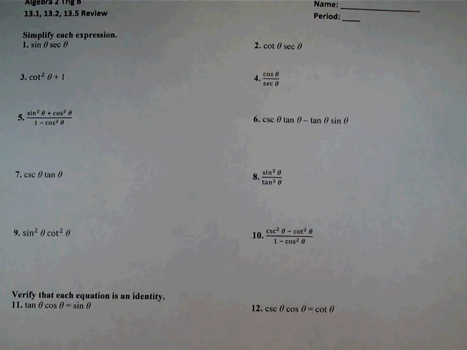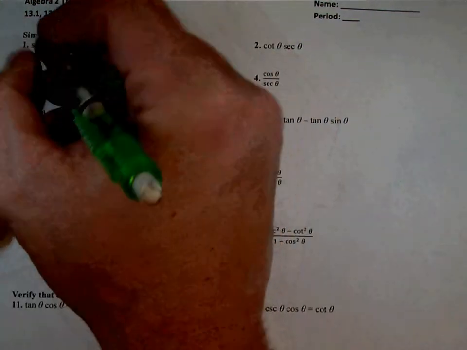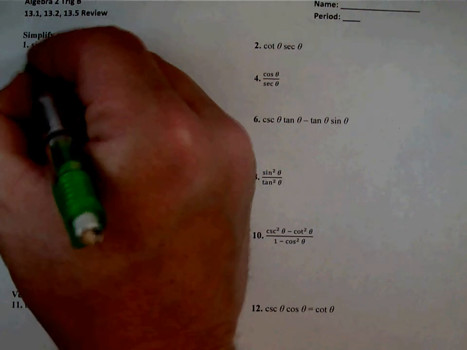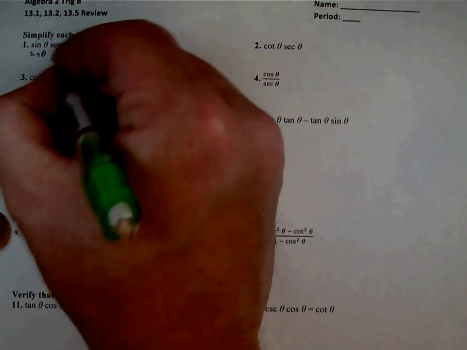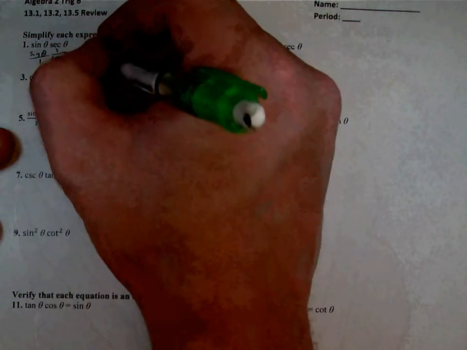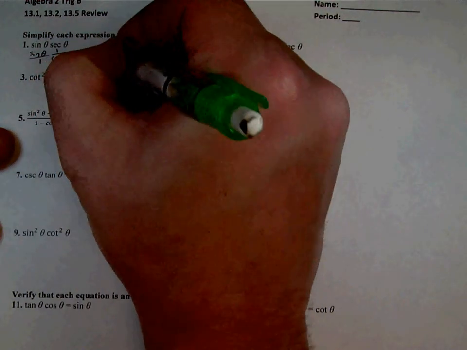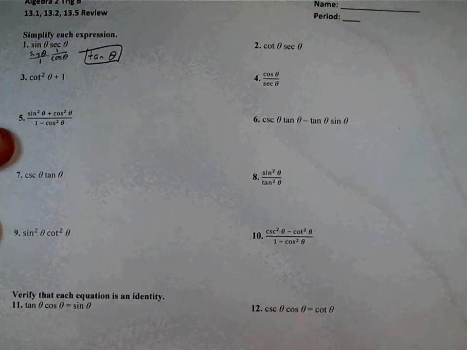All right, here on the first page, simplify. We've got sine of theta times secant of theta. Secant we know to be 1 over cosine. So what I have is sine over cosine, which is tangent of theta. And that is simplified.